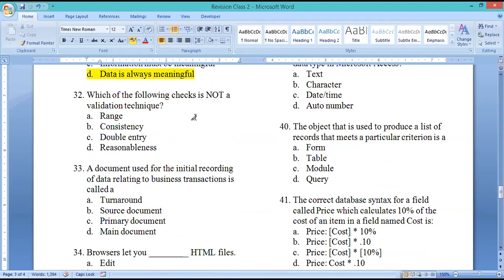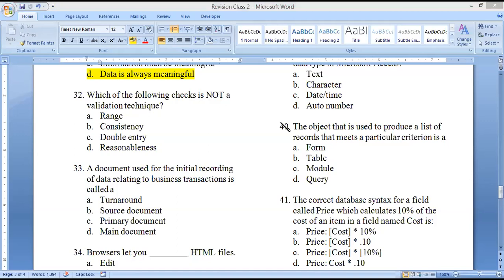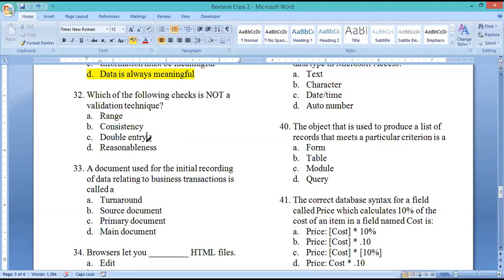Which of the following checks is not a validation technique? Reasonableness. I told you all this yesterday. Even though it's a few of you, Joel wasn't here yesterday, but Samantha and Sunny were, so not yesterday, Tuesday. And I pay attention. The answer is double entry.